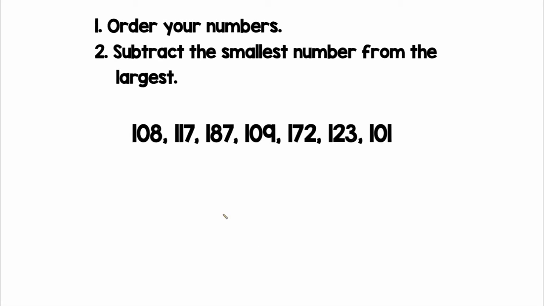So here we have our set of numbers. Now I'll point out another mistake that oftentimes happens. We look at the first number and the last number, and we subtract them. And let's say that would be 7, right? 108 minus 101 is 7. Well, I can tell you now, 7 is not the range. So we need to take that time to order them from smallest to largest.